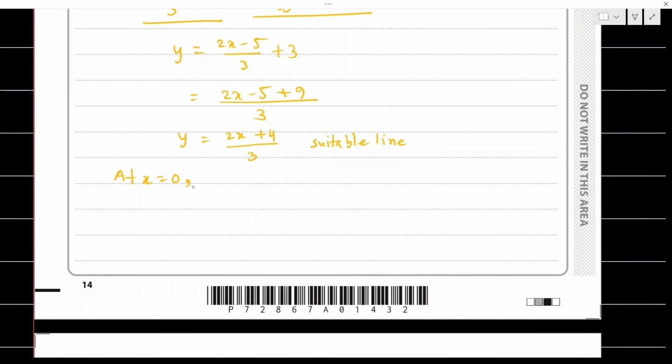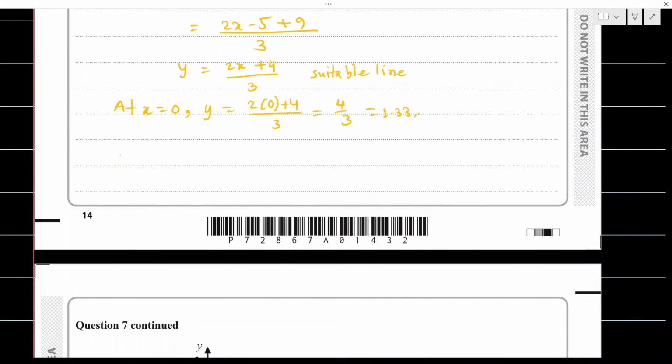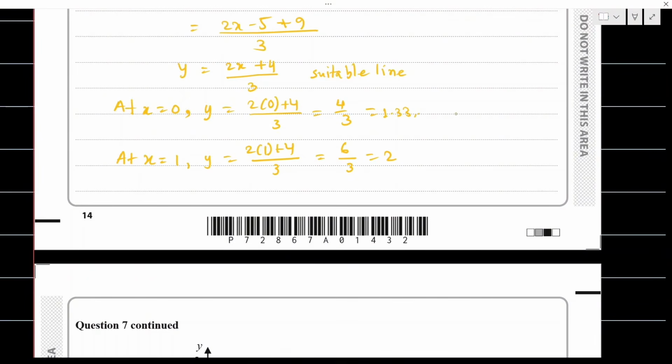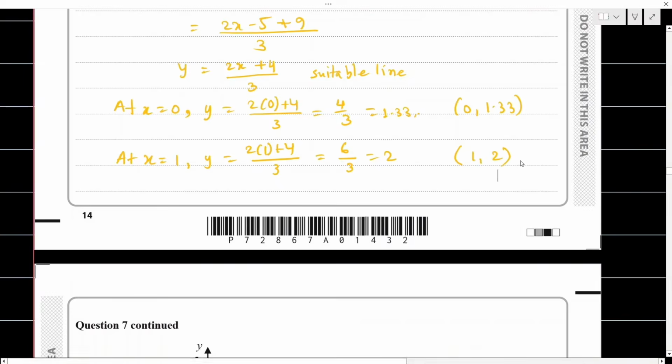So at x equals 0, I can say that y would be equal to 2 into 0 plus 4 by 3, and this will be equal to 4 by 3, which is equal to 1.33 something. And at x equal to 1, y is equal to 2 into 1 plus 4 divided by 3, and this will give us 6 by 3, which is equal to 2. So these are the 2 points. x equals 0, y equals 1.33 is one of our points, and x equals 1 and y equals 2 is another point.